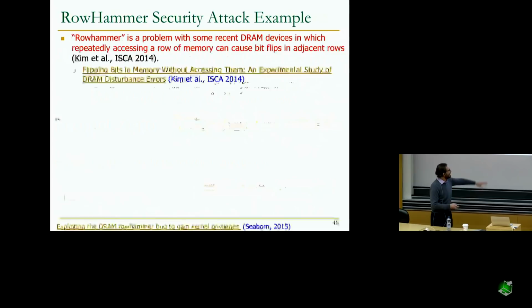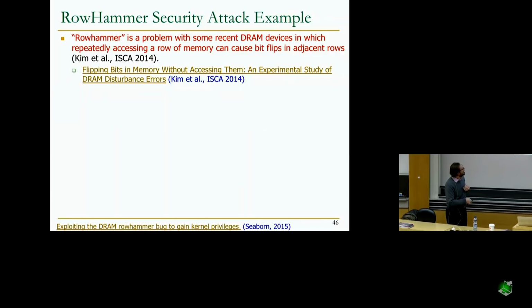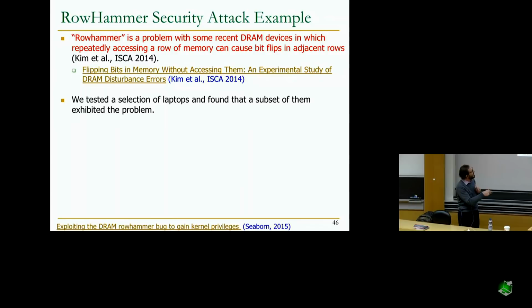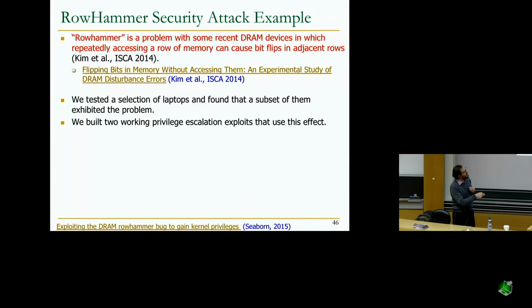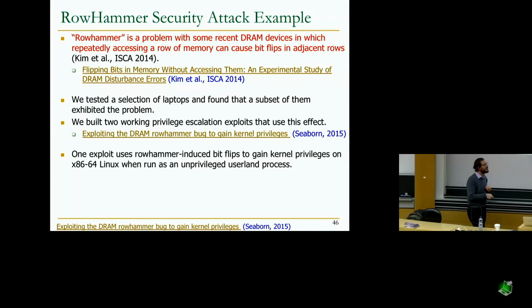And this is actually a copy-paste from Mark Seaborn and Thomas Dullien's blog post. I literally copied and pasted. They say, we tested a selection of laptops and found that a subset of them exhibited the problem. We built two working privilege escalation exploits that use this effect. You can read the blog post by Google. One exploit uses Rowhammer-induced bit flips to gain kernel privileges on x86-64 Linux when run as an unprivileged user-land process.